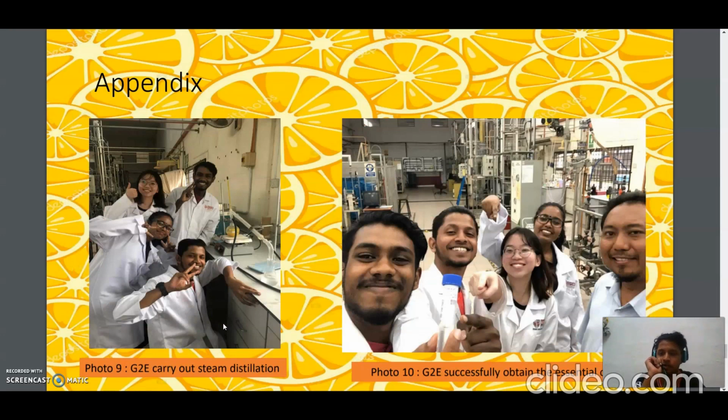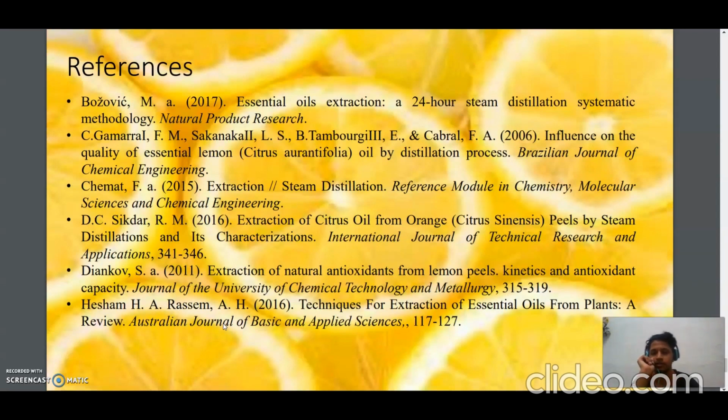And this is our group 2E. This is the picture of us during the experiment. That's all. Thank you.